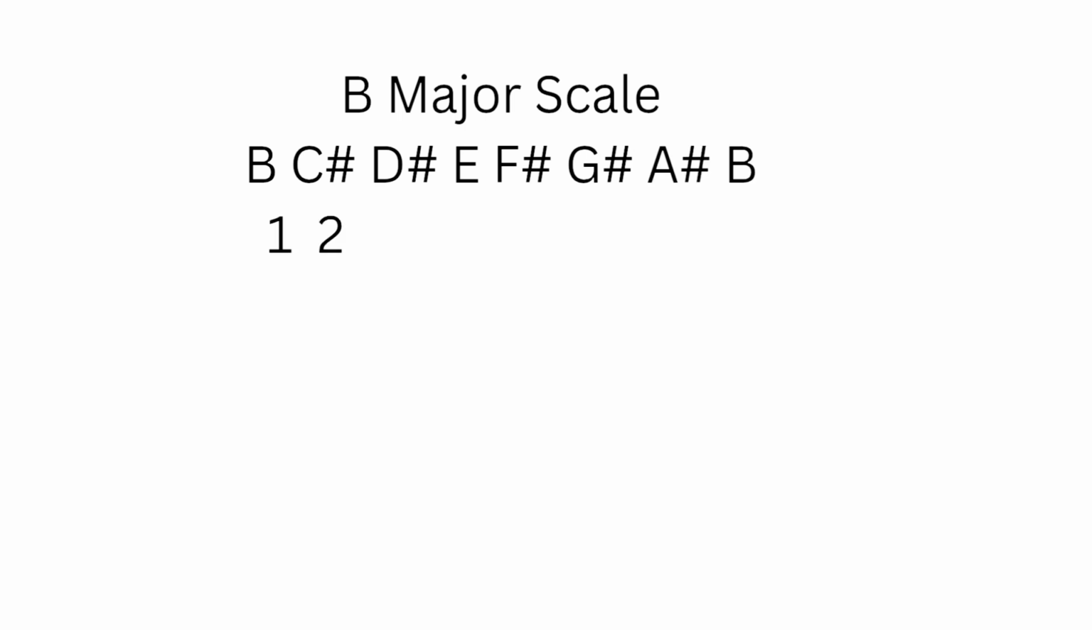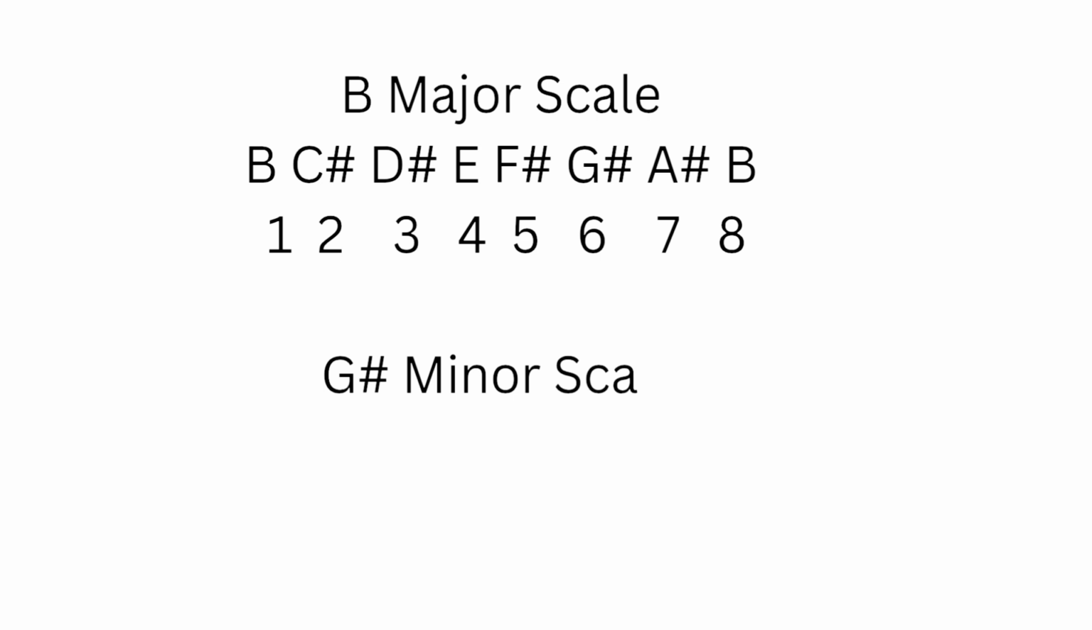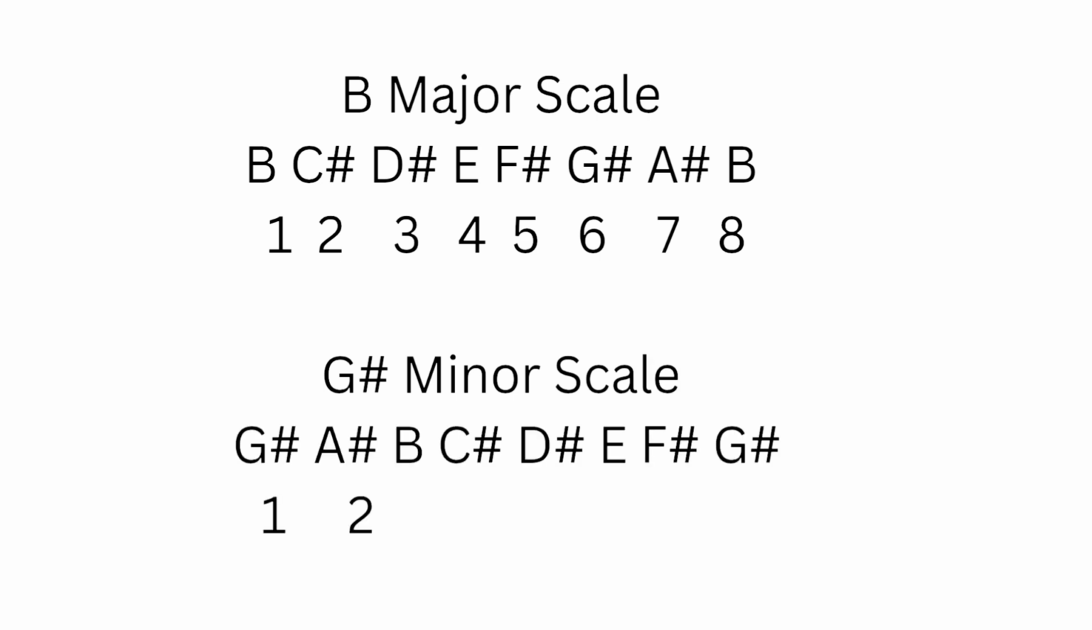B major scale. The notes of B major scale are B, C sharp, D sharp, E, F sharp, G sharp, A sharp, and B. You go down 3 semitones from B to A sharp to G sharp. The G sharp will be the minor scale, that is G sharp minor scale.